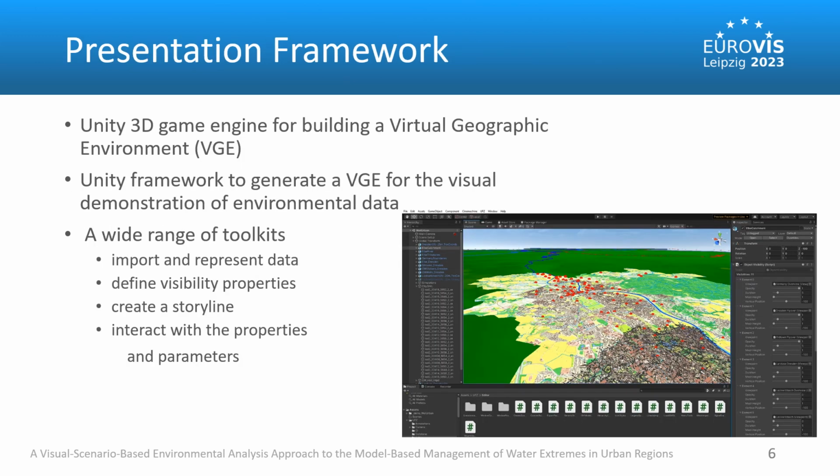We utilized the Unity 3D graphics and game engine for building a virtual geographic environment for the environmental impact analysis. We have built a framework to generate a virtual geographic environment for the visual demonstration of environmental data in previous studies. The framework proposes a wide range of toolkits to import and represent a variety of environmental datasets from various sources, to define visual characteristics and visibility properties of imported datasets, to create a storyline by some presentation-specific features, and to interact with the properties and runtime parameters of the data.